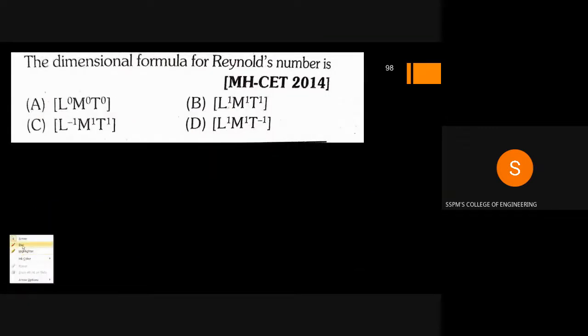Okay, now refer to the next problem. The dimensional formula for the Reynolds number is. The Reynolds number is a dimensionless parameter. So there is no unit for the Reynolds number. It is just a constant value. So its dimension will be L0, M0 and T0. So your option is option A.